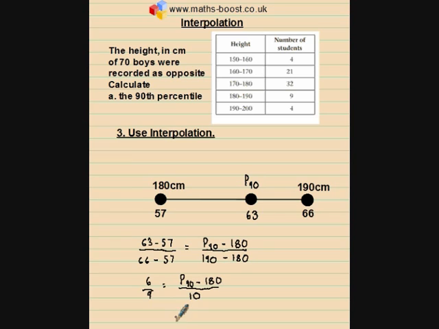So we can multiply both sides by 10, and that will give us 6.67 to 2 decimal places, and that's equal to P90 minus 180. And then I can add 180 to both sides, and so I'll find that the 90th percentile is 186.67 centimetres to 2 decimal places.